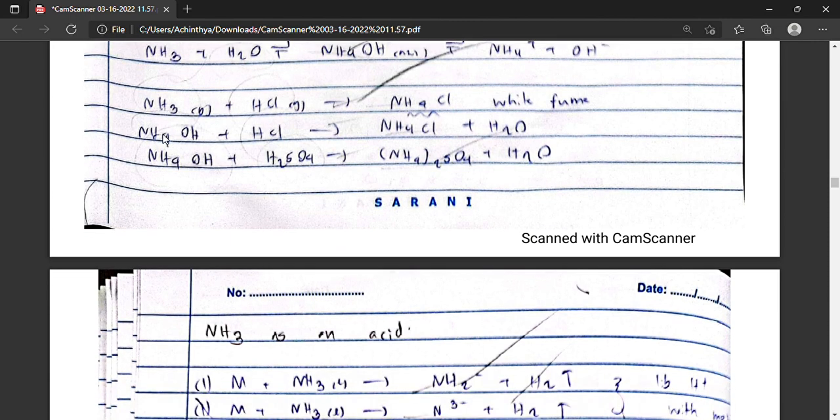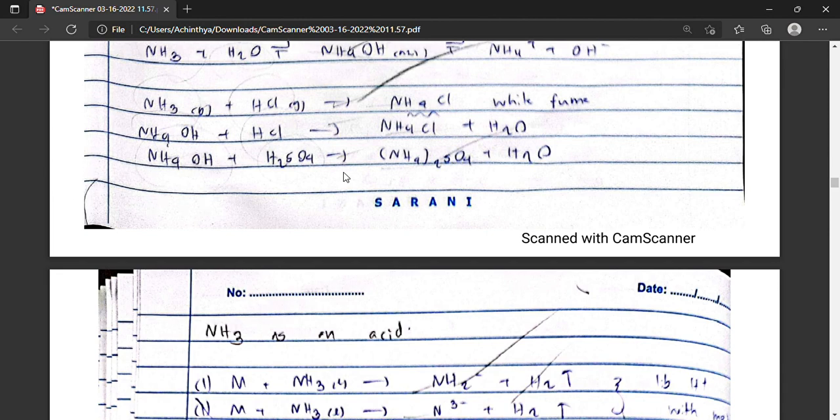Here's another one. Ammonia can react with acid to form a salt. So this is a typical neutralization reaction, and this is another means of showing the basicity of ammonia.